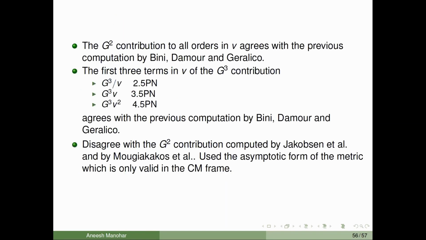So anyway, we disagreed. These groups did things in the rest frame, and then converted to the center of mass frame. And well, they got it wrong, basically, because the asymptotic form of the metric, which I wrote earlier, is only valid in the center of mass frame. And we can convert from one frame to another because of our form factor formalism.